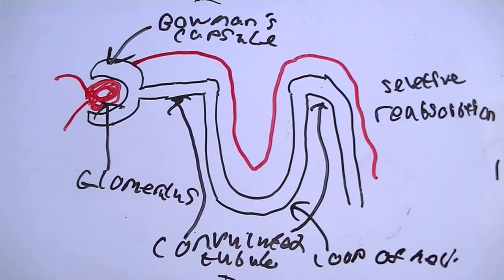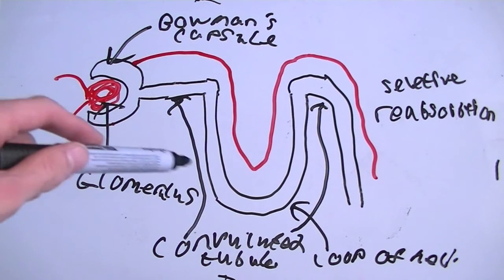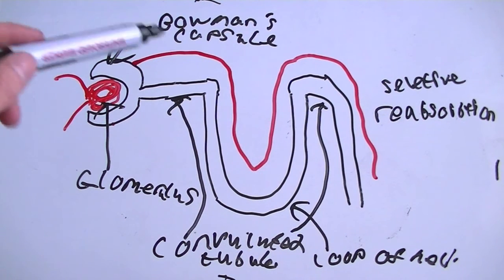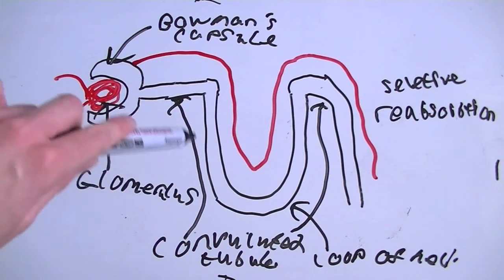Okay, and that's just a part you need to know. That's all we need to know. It's called the loop of Henle, and it moves through there. So if you're asked to describe the process it goes through, all you need to say is it then moves through the loop of Henle, which is this dip.